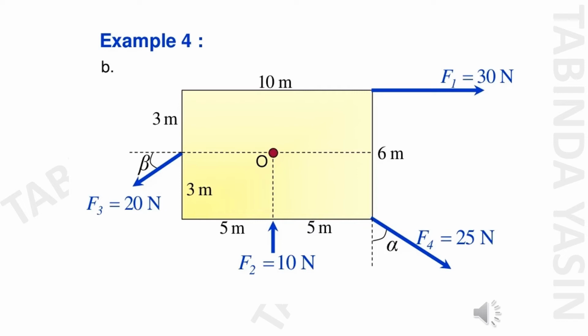Now from the picture, for part B, the width is 10 meter and the length is 6 meter, and point O is at the center of the block. The force F2 is on the block at point O, and there is an angular force F4 of 25 Newton making an angle alpha, and the horizontal force in the positive x direction is F1, equal to 30 Newton. From the center, the force F3 is applied with the angle beta, that is 20 Newton. Working with that, we have to find part B.